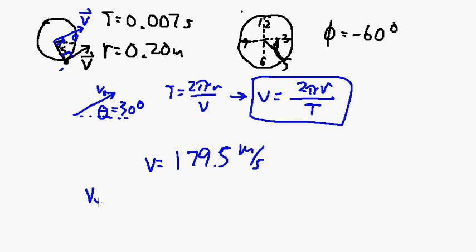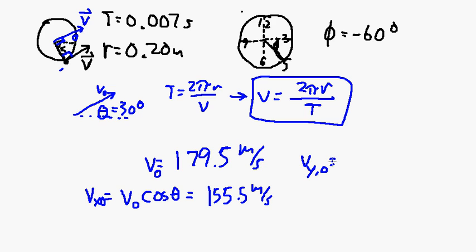So the velocity in the x direction is going to be, we just do the sine and cosine breakdown, right? Sorry, it's V naught, which is our initial velocity, since we've got a projectile motion problem coming next. Vx naught is V naught cosine theta, and then we take what we had there and multiply by cosine of 30 degrees, and we get 155.5 meters per second.